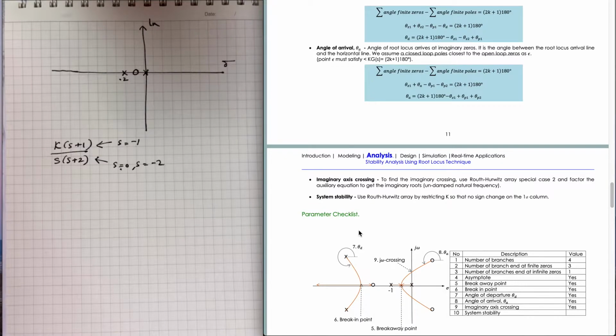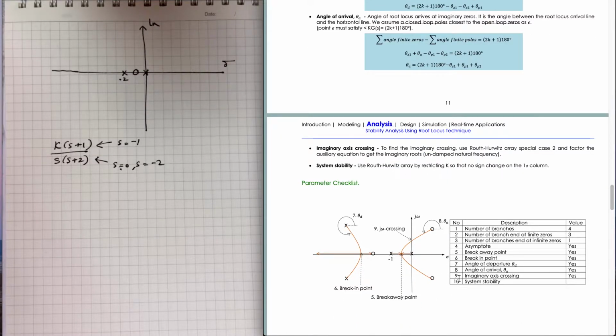Okay, you see that we have 10 criteria or 10 items to verify here. The first one is the number of branches. We need to determine how many branches the system has. The branch means this, considered for one branch, second, third, and fourth, right? Number of branches and finite zeros.